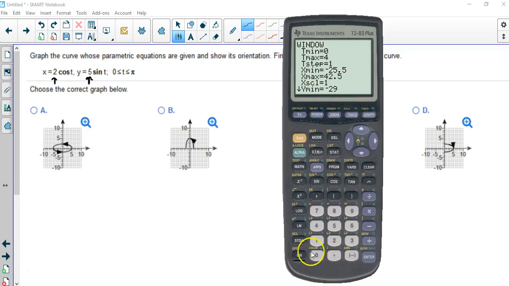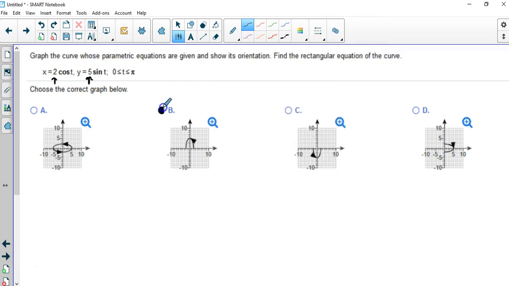I'm going to change my window from 0 to pi. I'm going to just say pi. Step of 1 may be a little too big, so let's just say 0.1. And it looks like we're going from negative 10 to 10. Let's hit graph. Oh, this one's moving nice and slowly so we can see what's happening. And that pretty clearly looks like B.